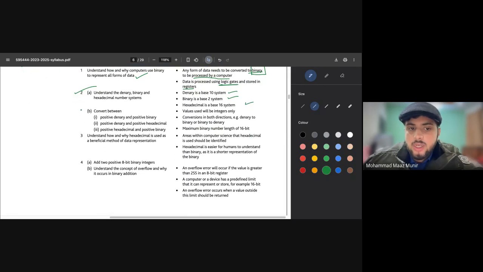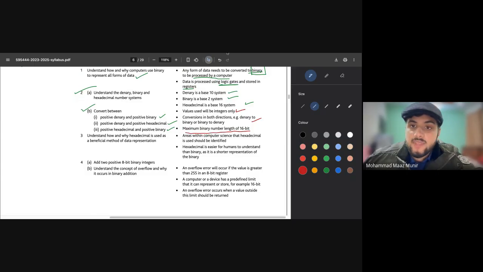Then we looked into the conversion between positive denary and positive binary. We did how we can convert positive denary and positive hexadecimal, and how positive hexadecimal and positive binary are dealt with. So we saw how values are used only as integers, in both directions, and the maximum binary number length is 16 bits. Okay, so this was one point.